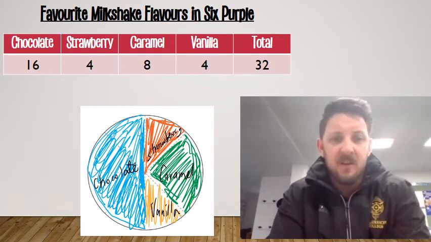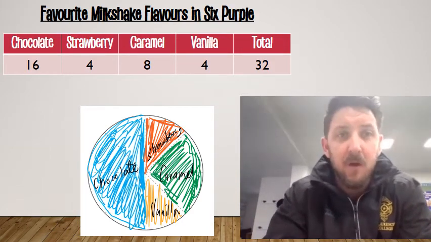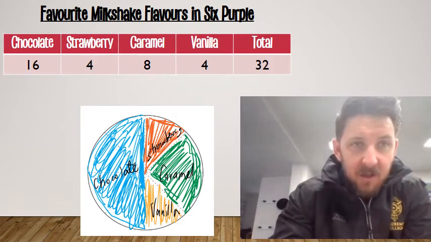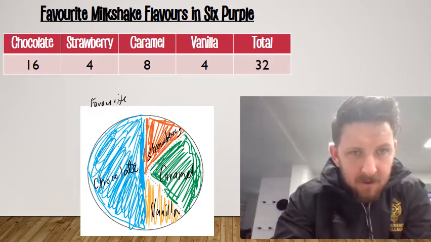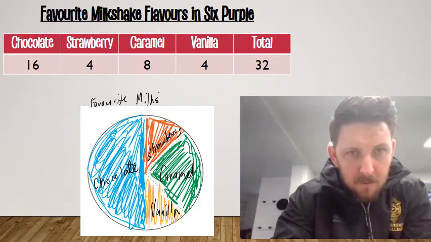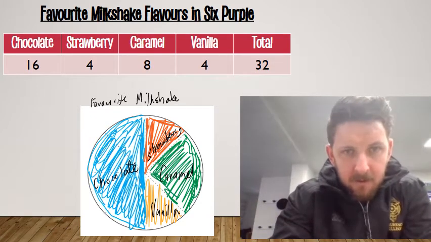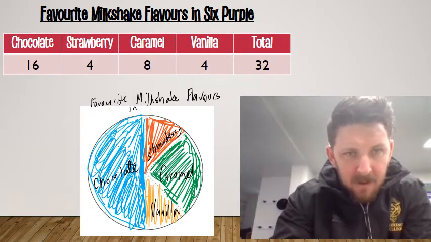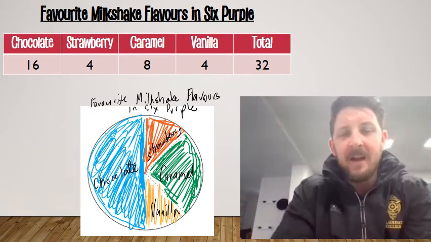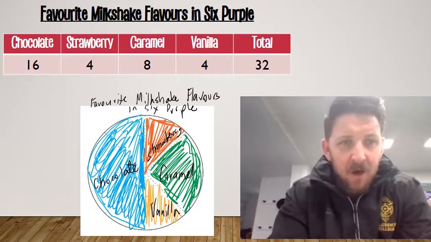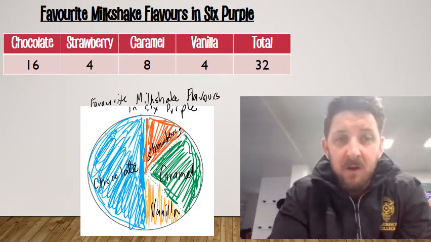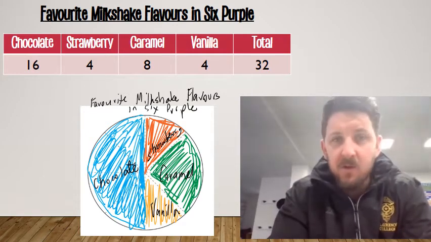Okay, the last part I need to do here to make sure that my pie chart is perfect is I need to give it a title. The title is already up the top, but I'm going to write it in again. Favourite milkshake flavours in purple. And I would normally underline it, but I don't have a straight line to underline it, gentlemen. Now you can see that my title also has capital letters for each one because it is a title, so please make sure you've done that.